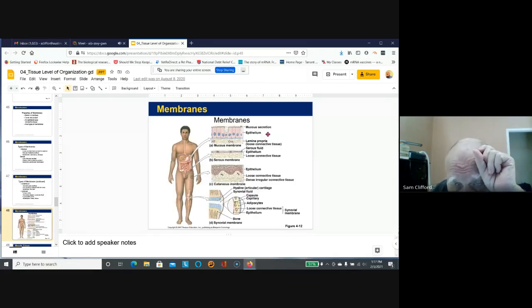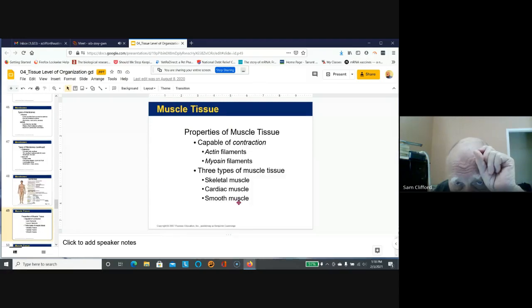So mucous membrane, serous membranes surround the heart, lungs, and body cavity. Cutaneous membrane is your skin. The synovial membranes are found in joints. Now we're into muscle tissue. So they have filaments that can contract.